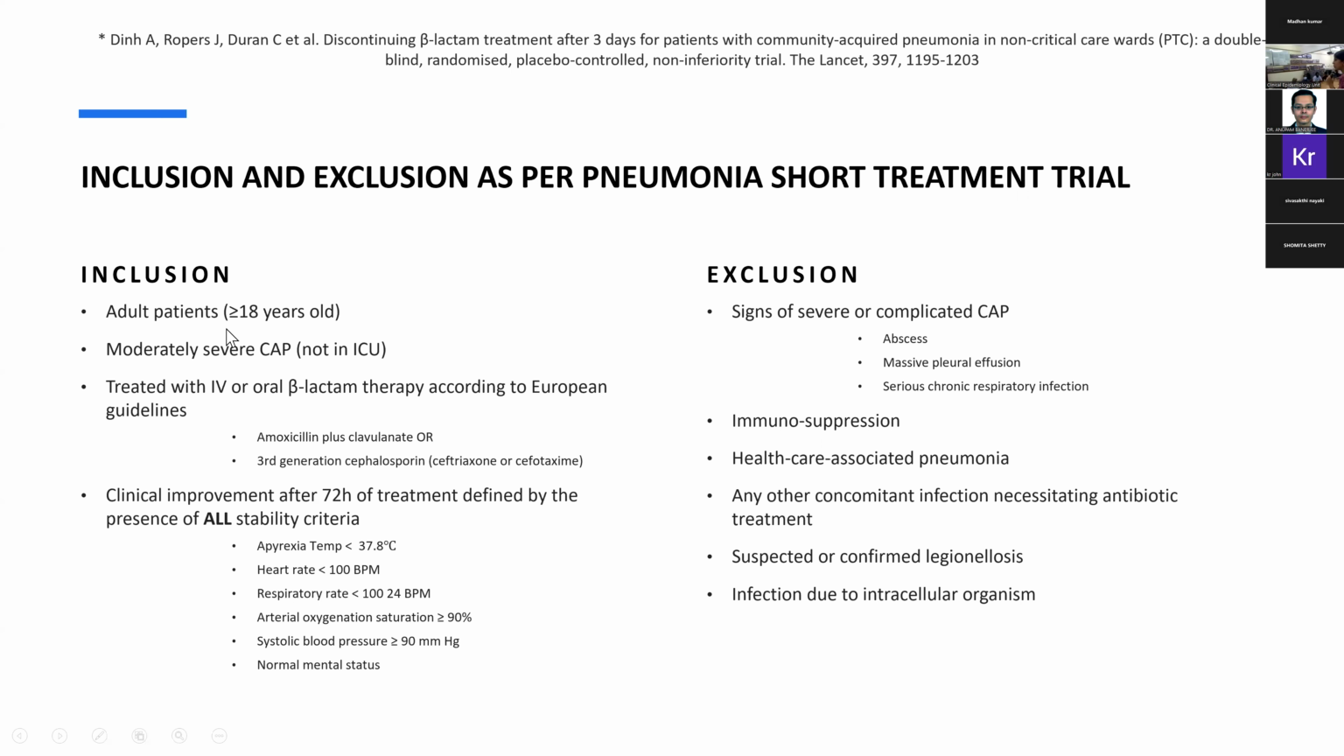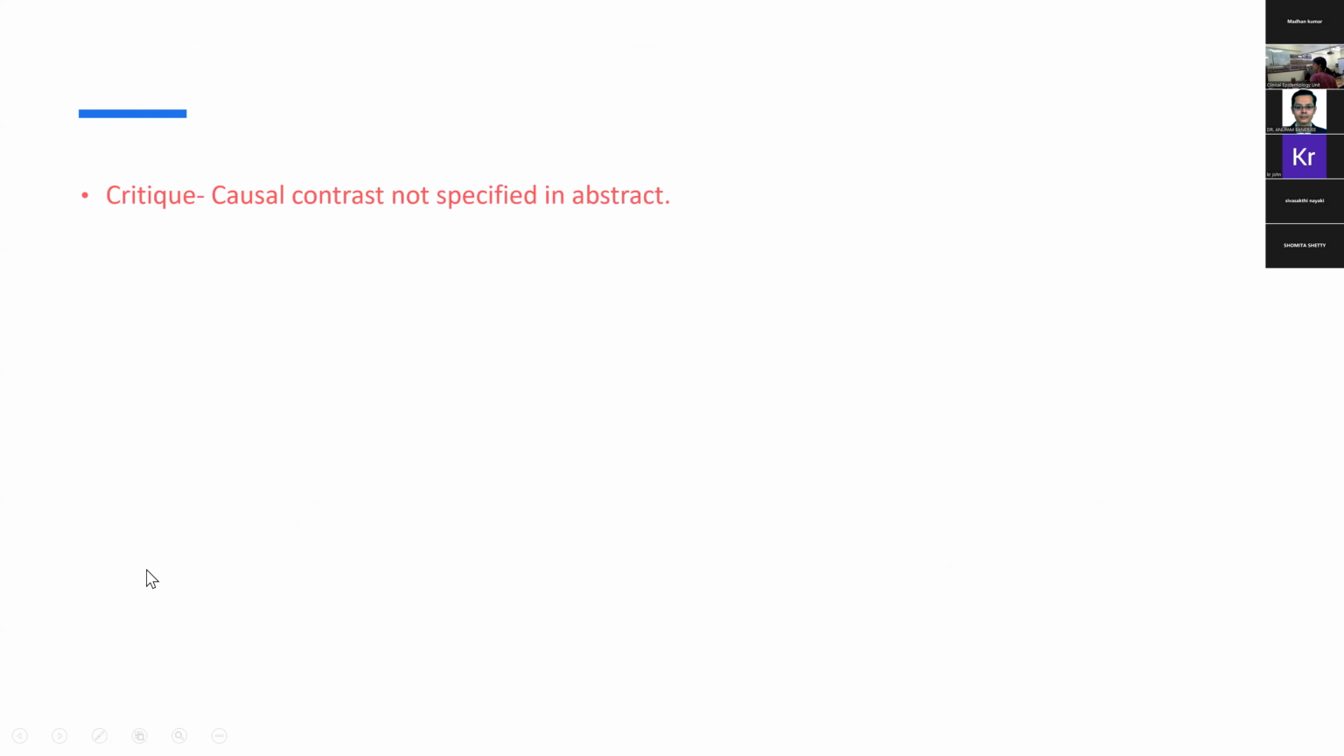The inclusion was age 18 years, moderately severe community acquired pneumonia treated with oral or IV beta-lactam therapy according to European guidelines, and clinical improvement with all these stability criteria on day 3. They should be afebrile, not tachycardic, with normal respiratory rate, almost normal saturation, normal BP, and normal mental status. Any immunocompromised patient, healthcare associated pneumonia, complicated pneumonia, legionellosis, or intracellular organisms were excluded from the trial.